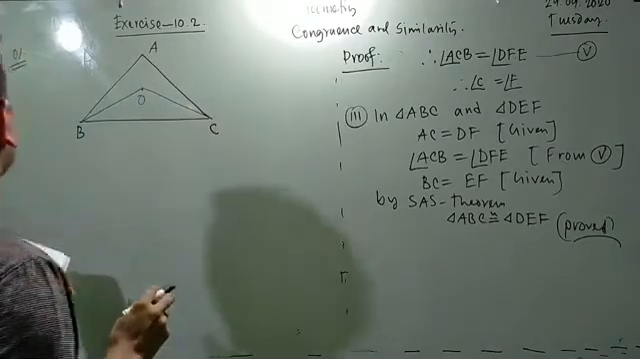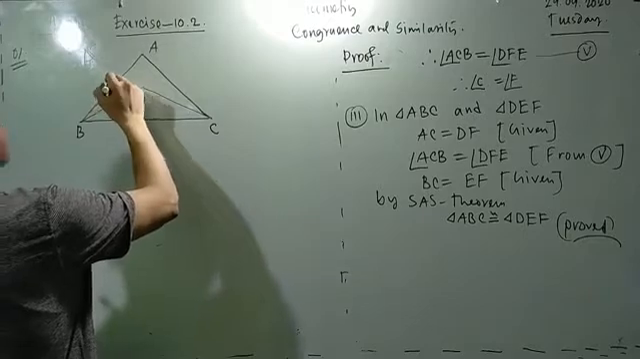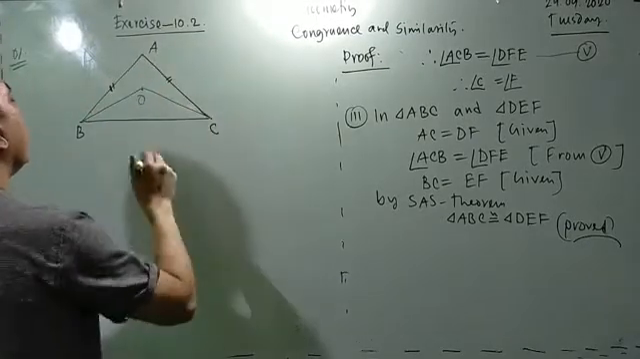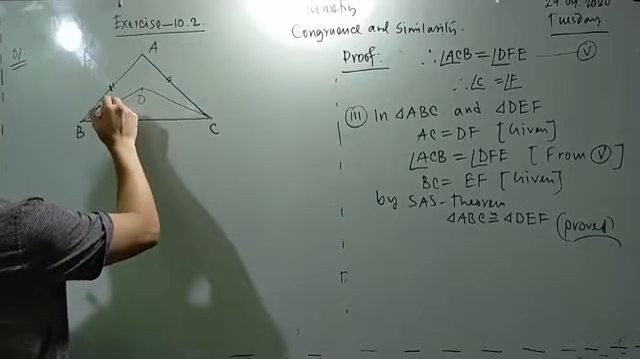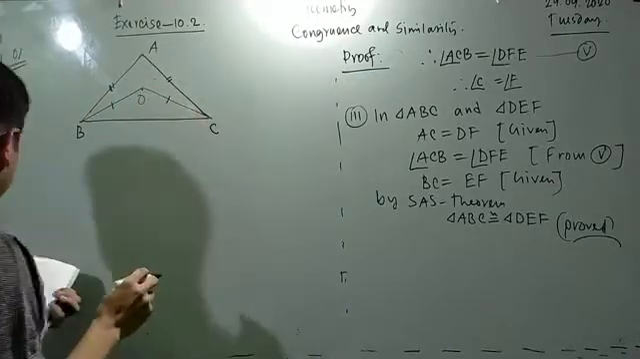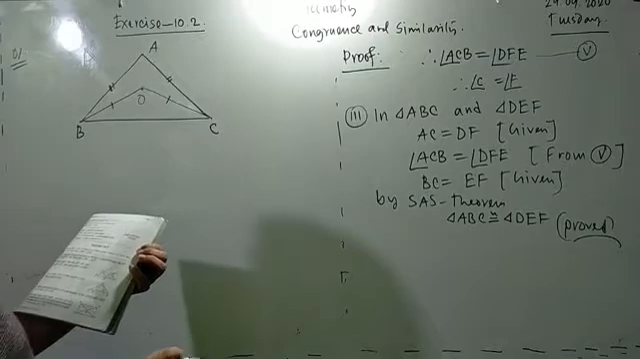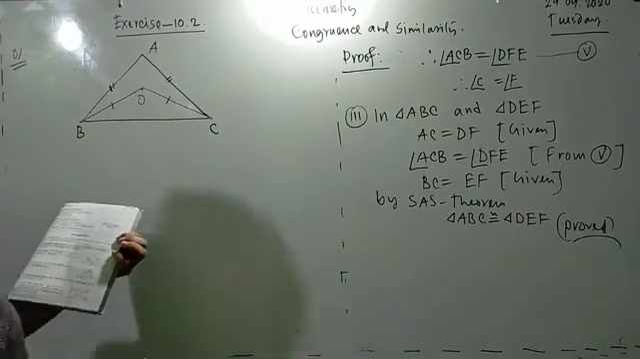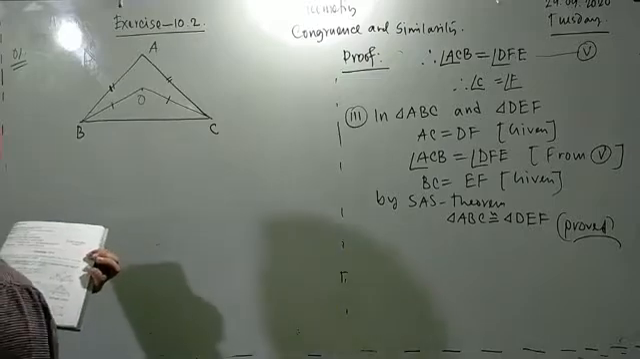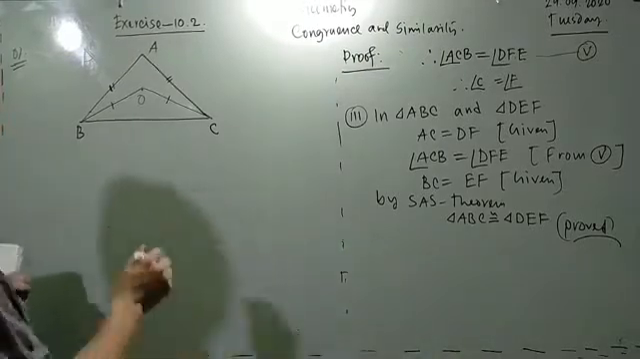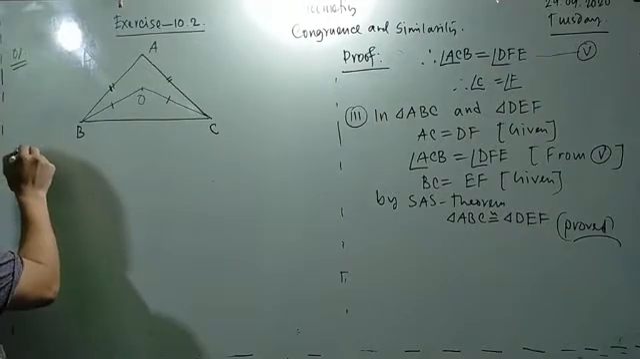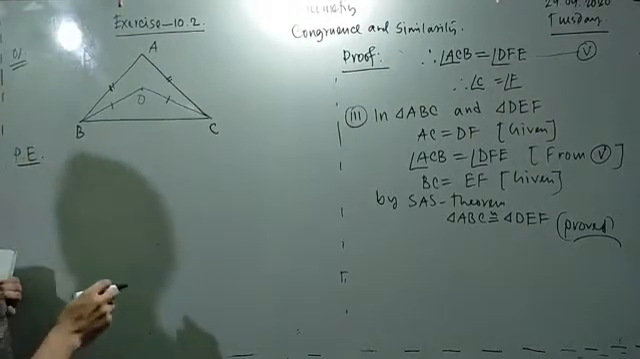So in triangle ABC, AB is equal to AC, and OB and OC are also equal. Everything is given in the question. We have to prove that angle AOB is equal to angle AOC. So we have to write the particular enunciation with our own words.